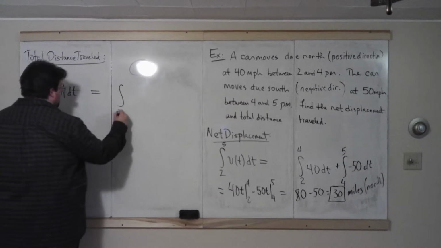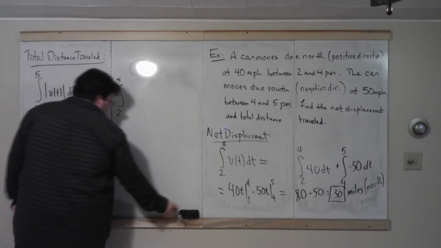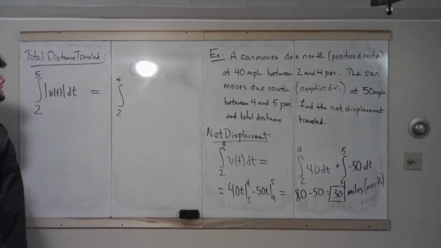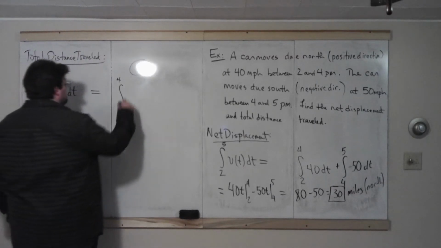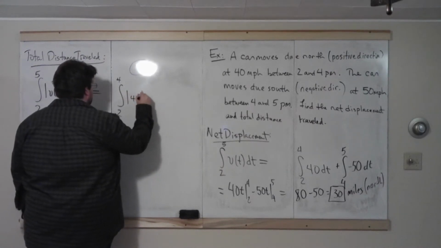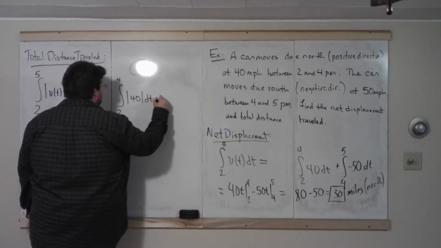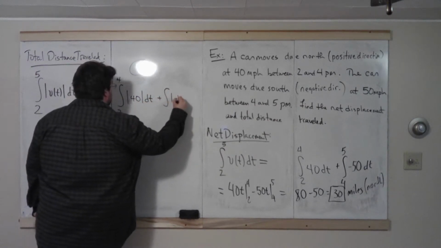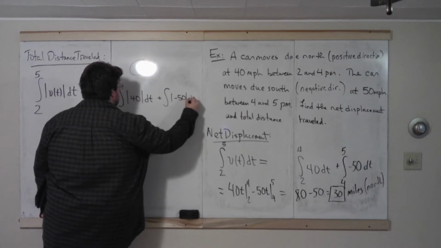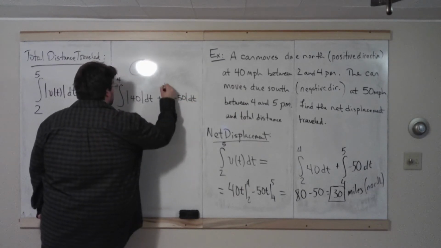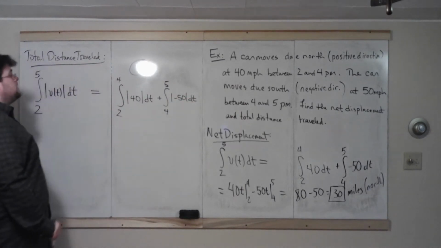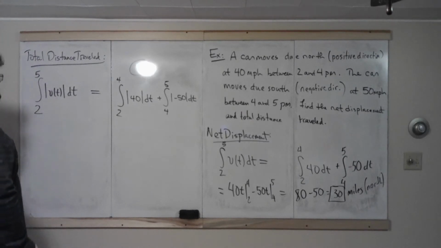Well, first of all, our velocity changes for the first 2 hours versus the last 2 hours. It's 40 from 2 to 4, and it's negative 50 from 4 to 5. We still haven't taken an absolute value yet.